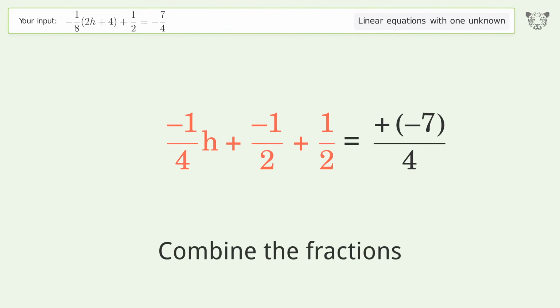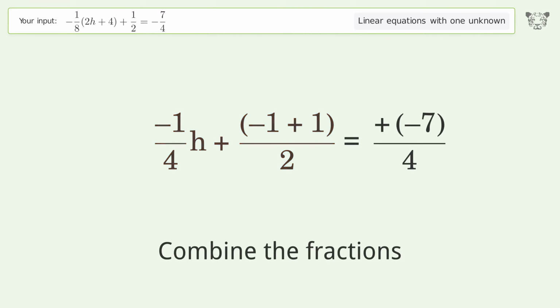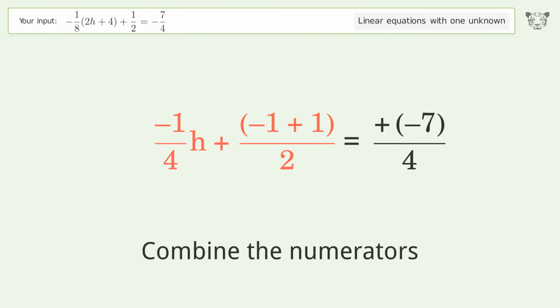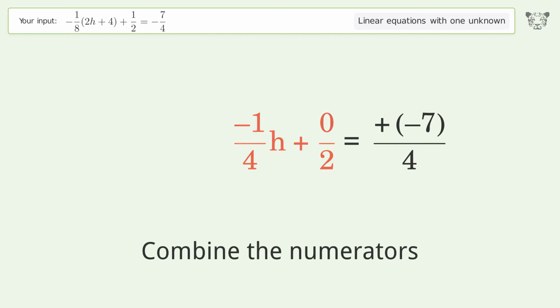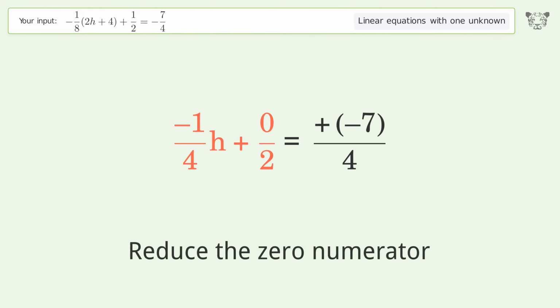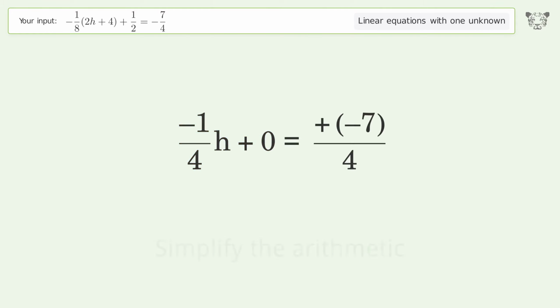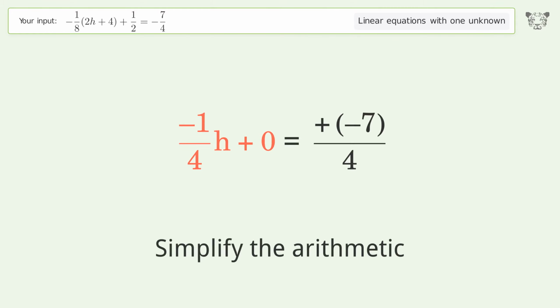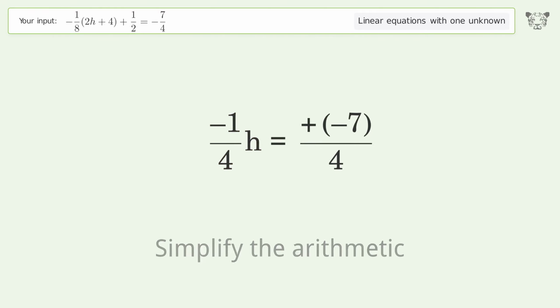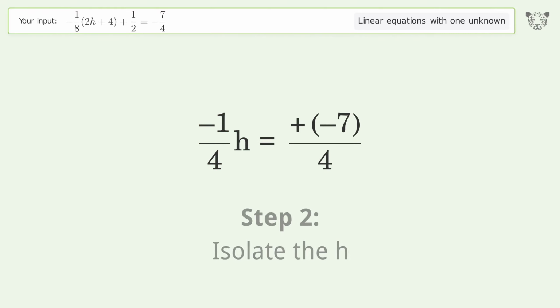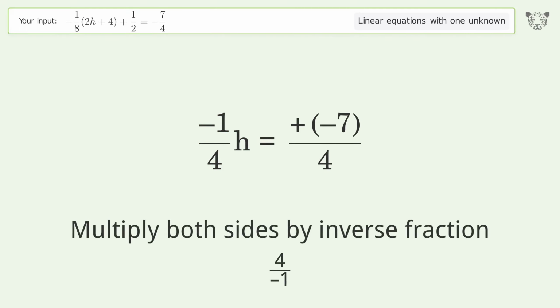Combine the fractions. Combine the numerators. Reduce the zero numerator. Simplify the arithmetic. Isolate the h. Multiply both sides by inverse fraction 4 over -1.